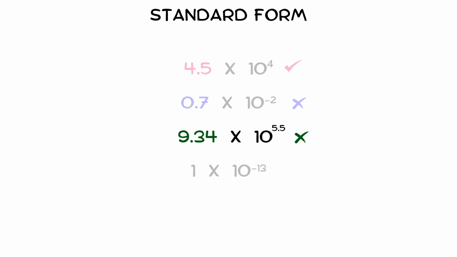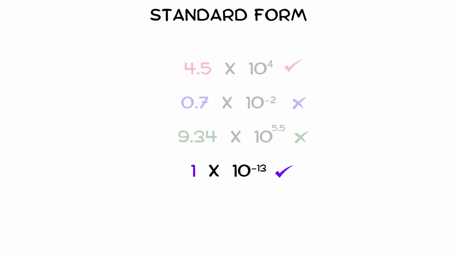9.34 times 10 to the power of 5.5 also isn't correct standard form. The front number of 9.34 is fine because it's between 1 and 10, but the power isn't a whole number, so it doesn't count as standard form. The last number, 1 times 10 to the power of minus 13, is absolutely fine. The front number is okay because it's allowed to be 1 itself, and the index is fine because negative 13 is a whole number.